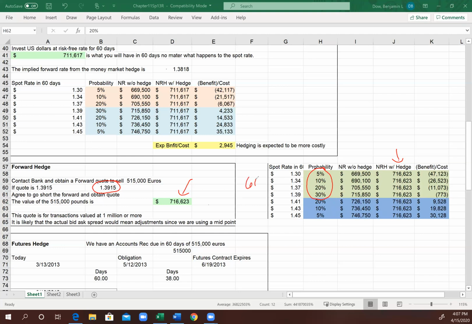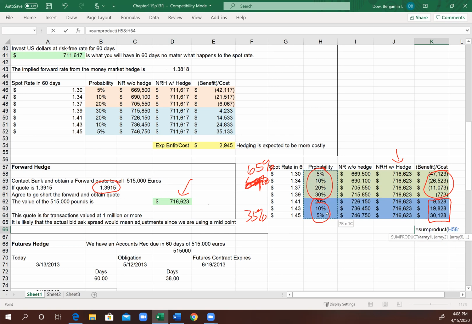So now we are 65% likely that the hedge becomes useful. And there's only a 35% chance that leaving it unhedged is beneficial. Then we would need to go down and calculate the expected cost of hedging by taking the probabilities times the outcome. And all that's going to do is give us a weighted average.